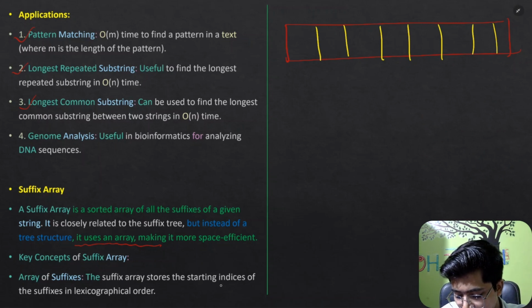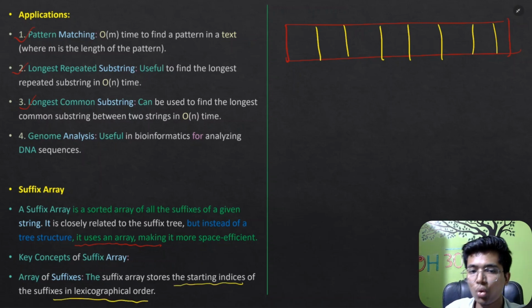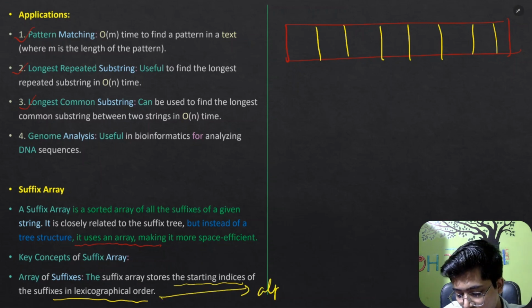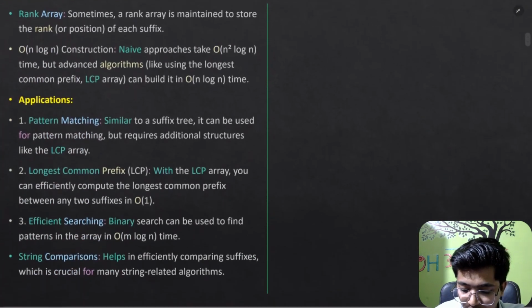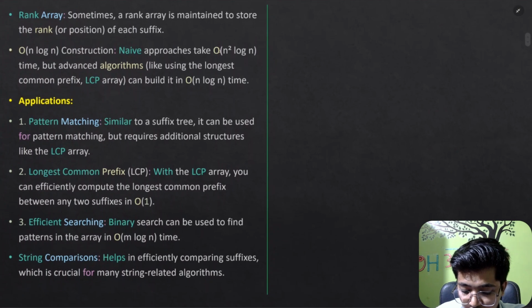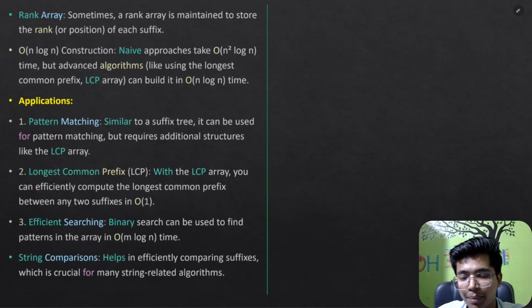The suffix array stores the starting indices of the suffixes in lexicographical order. Lexicographical order is alphabetical order, the type of order followed in a dictionary. Sometimes a rank array is maintained to store the rank of each position. The naive approach takes O(n² log n), but an advanced algorithm using the longest common prefix takes O(n log n). So these are the applications of the suffix tree.